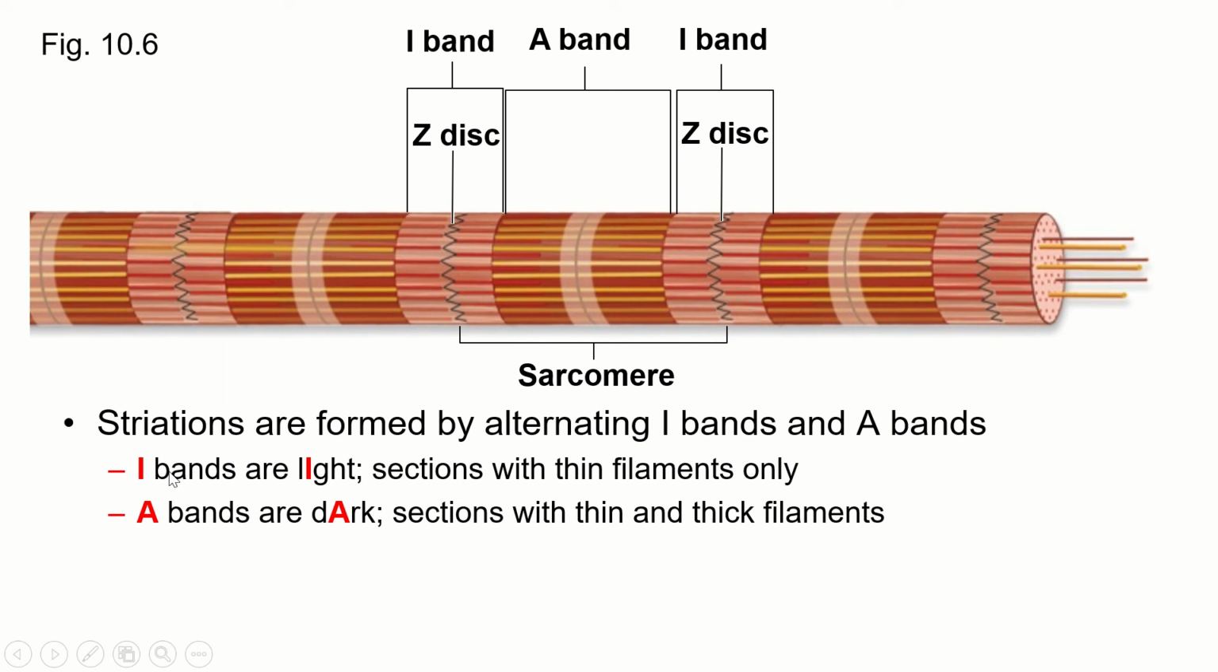I remember I band is light. Light has an I. A bands are dark. Dark has an A. The names actually come from Latin terms that are hard to remember, so that's how I remember it.